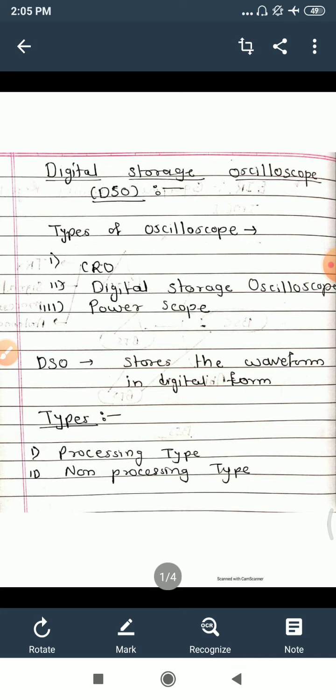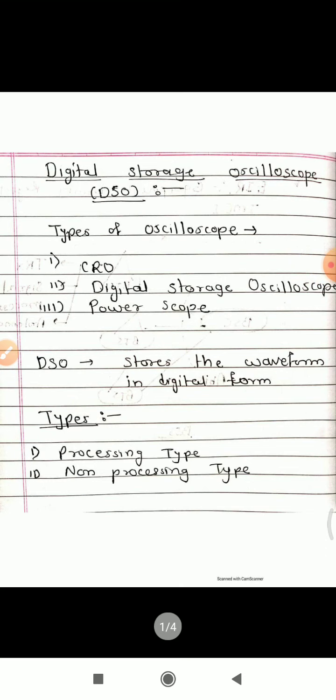Before this you have studied different types of oscilloscope, that is CRO, that is cathode ray oscilloscopes. You have already used it in many of the practicals. The second type of oscilloscope present is the digital storage oscilloscope, and third one is a power scope. So in this lecture we are going to discuss the details of digital storage oscilloscope.